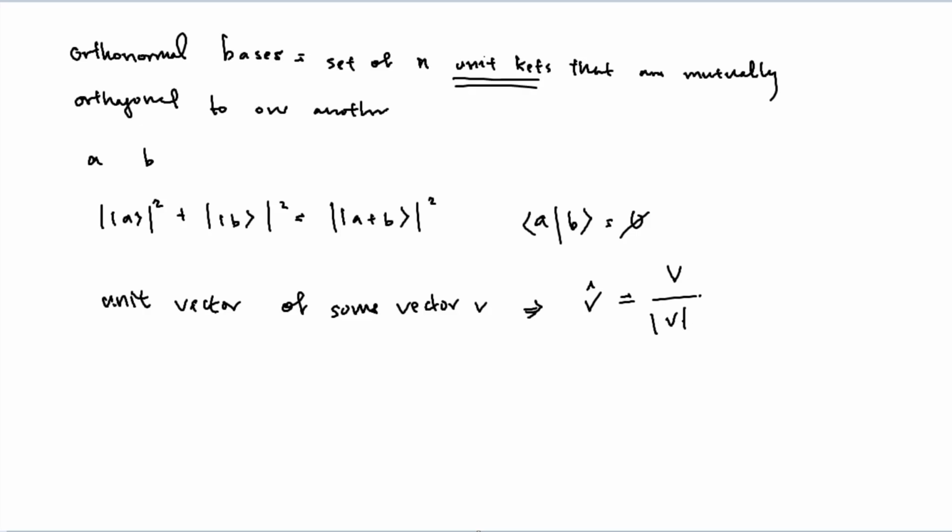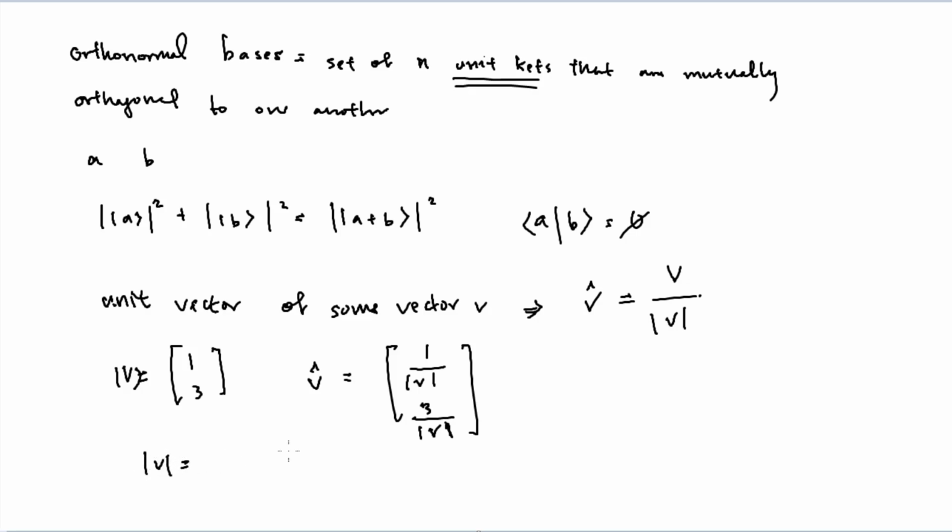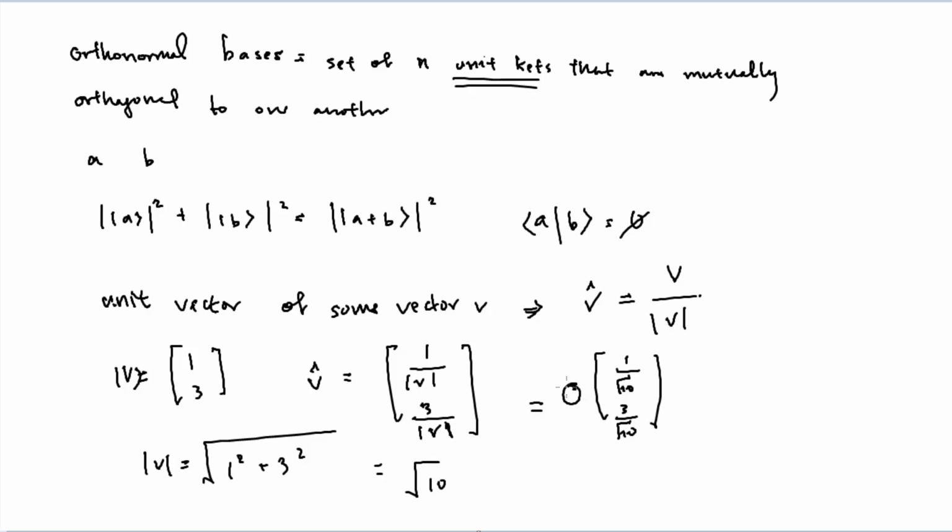of v. And so to illustrate, let's say v is equal to 1 and 3. And thus, v hat should be equal to 1 over the magnitude of v and 3 over the magnitude of v. And just to calculate it on the side, the magnitude of v is equal to the square root of 1 squared plus 3 squared, which is equal to the square root of 10. So this translates to 1 over root 10 and 3 over root 10. That is v hat. And basically that's your unit vector.